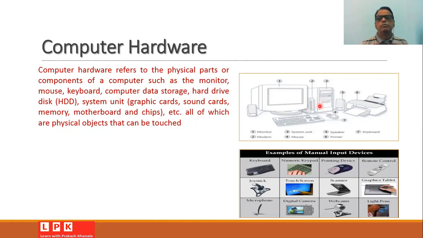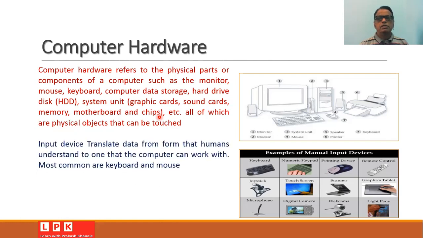Inside this computer box, you will find that there is a motherboard and a memory chip. All this is the hardware. So you can say that the physical objects that can be touched by us, all such physical objects can be called computer hardware. The printer is also computer hardware.